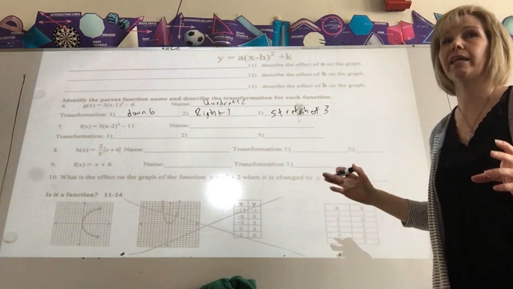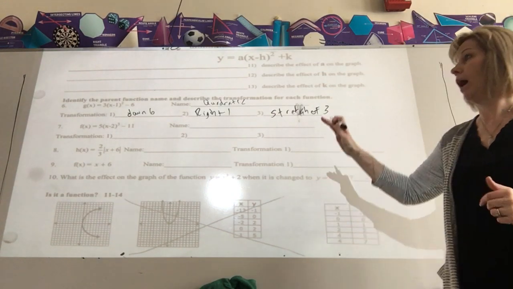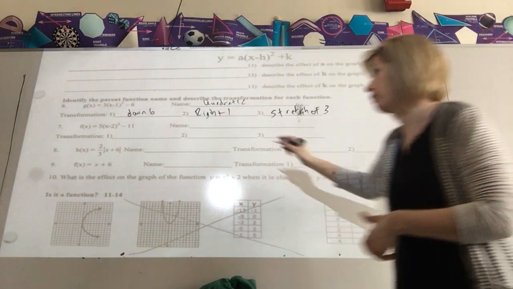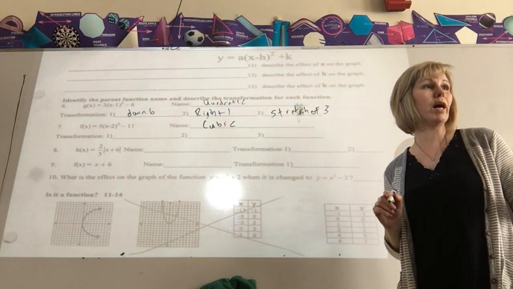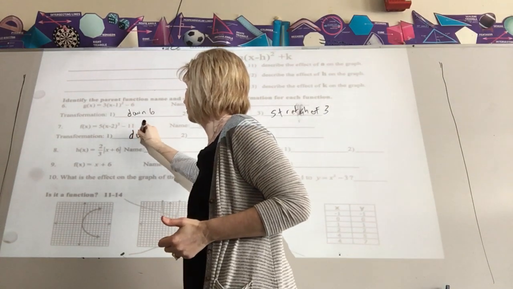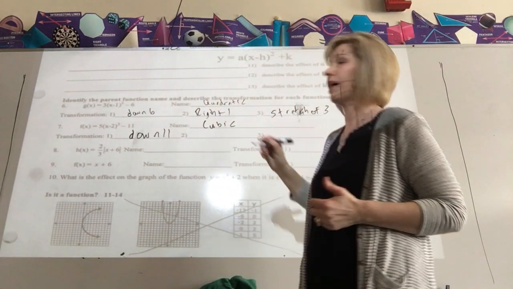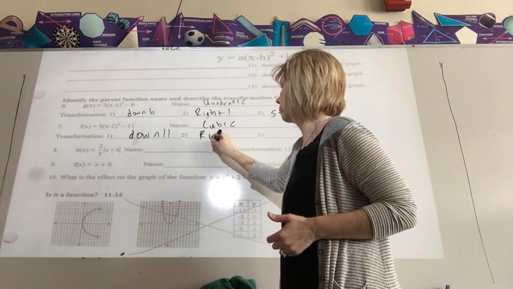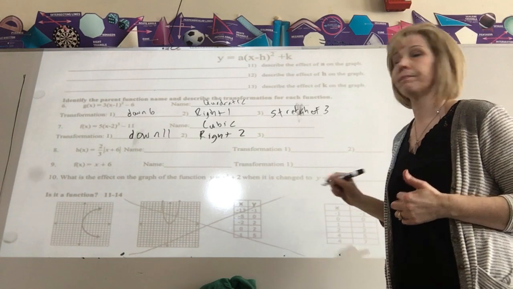Basically, when we're graphing, I want this information before we even start graphing. All right, so look at 7. What is the name for that one? Cubic. We have cubic because it's the third degree. What's one transformation here? Down 11. Left or right? Right 2. And what's the 5 out front mean? A stretch of 5.